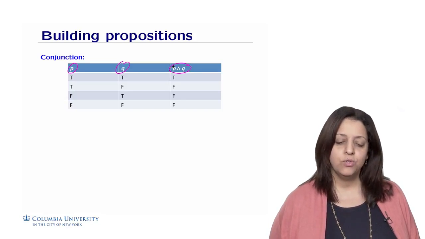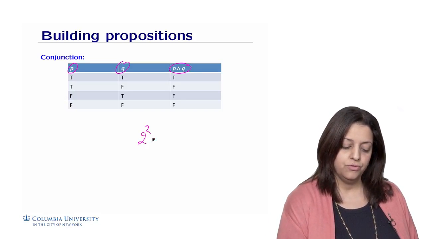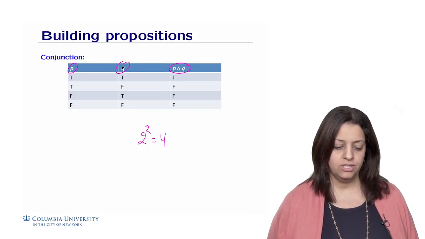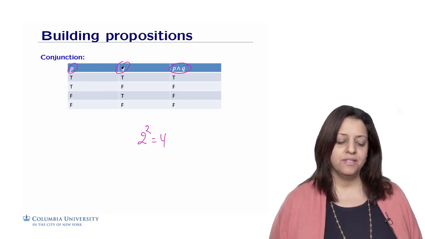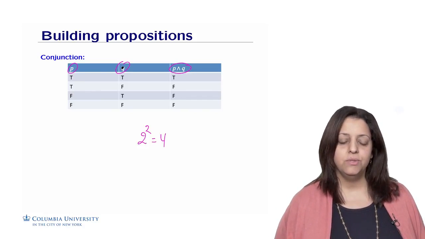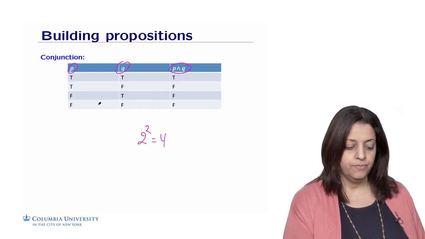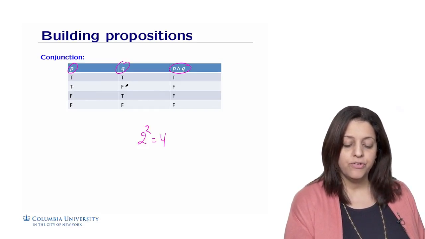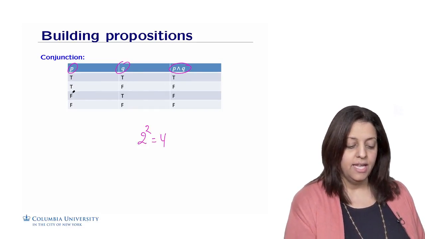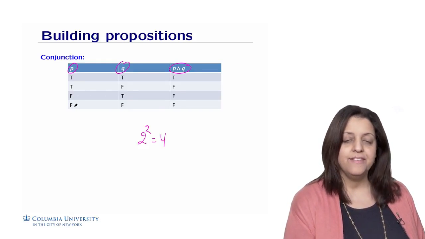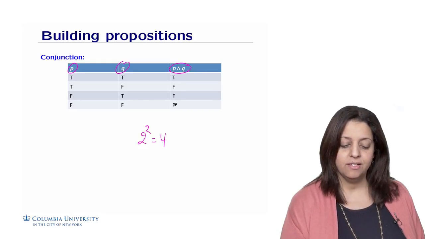So the size of the truth table is 2 to the 2, which is 4, because we have two propositions that we are putting together through the conjunction. All right? So the semantic of the conjunction is as follows. If P is true and Q is true, then the compound is true. If P is true and Q is false, then the compound is false. If P is false and Q is true, then the compound is false. If P is false and Q is false, then the compound is false.